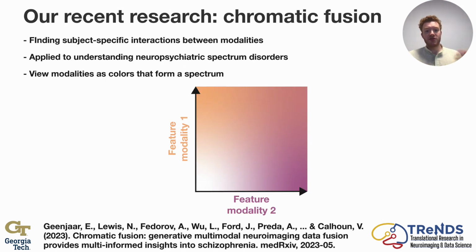In recent work, we have tried to learn more subject-specific representations, not for dynamics specifically, but for multiple static modalities. In this case, what we're doing is symmetric multimodal fusion. To do this, we imagine modalities as colors that form a spectrum, as shown on this slide, where a subject can fall anywhere on the spectrum that is created by features from 2 different modalities. Each color on the spectrum is subject-specific, and we apply this approach and this general framework to a neuropsychiatric spectrum disorder, more specifically schizophrenia.